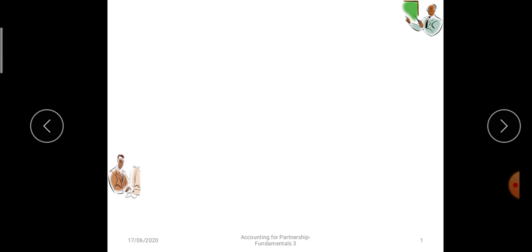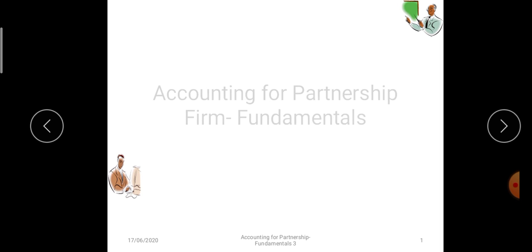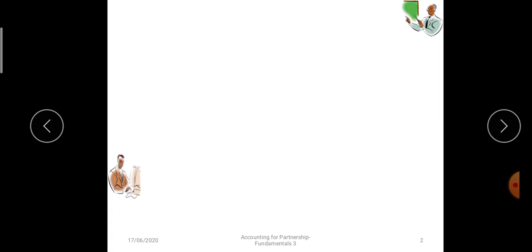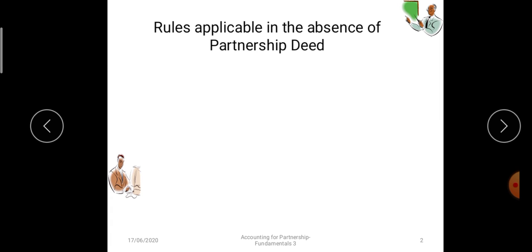Today, we will continue the topics and discuss the provisions or rules applicable in the absence of partnership deed. If the partners have not agreed to the terms and conditions and they have started the business, there is no written agreement, there is dispute. So how is the dispute going to be settled? In such a case, the provisions of the Partnership Act 1932 will come into effect, and some of the points at the time of dispute are discussed below.